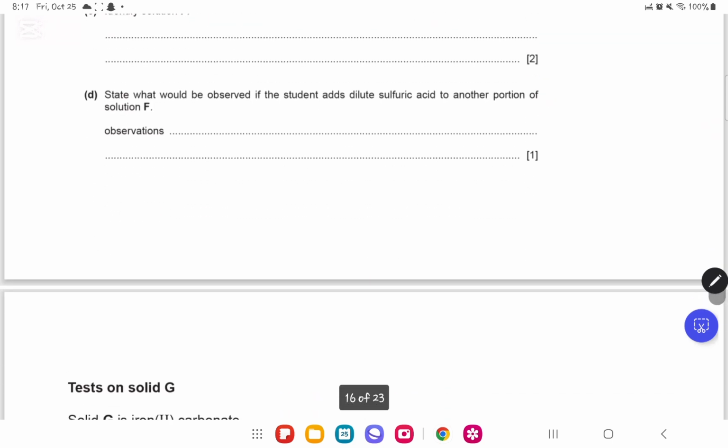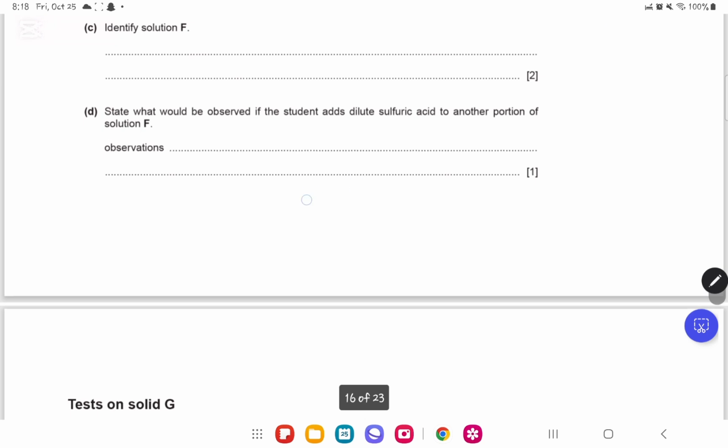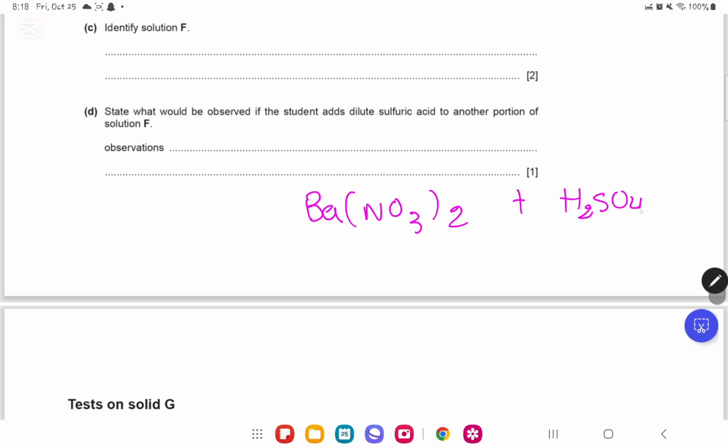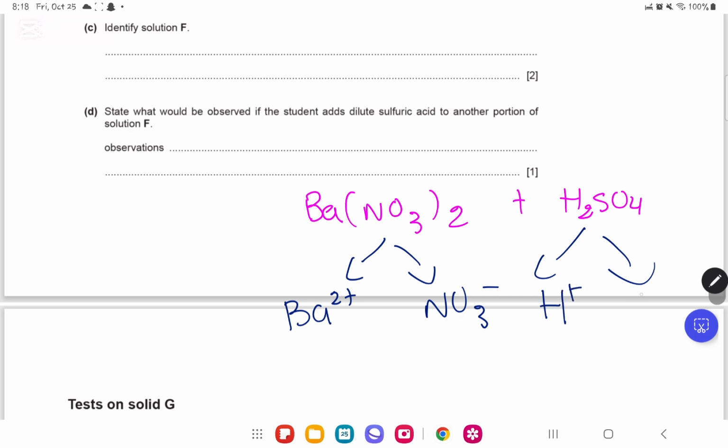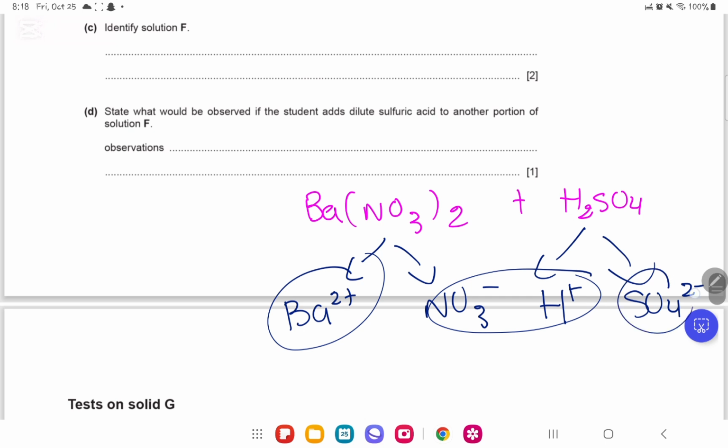Part D, state what would be observed if the student adds dilute sulfuric acid to another portion of F. So we have Ba2 plus. Actually, first of all, we have the Ba(NO3)2, okay? And we added to it sulfuric acid. Its equation is H2SO4. So what happens? First of all, we're going to break it into their ions. We're going to get Ba2 plus, NO3 minus, H plus, and SO4 2 minus. Definitely, you will have this and this and this and this.